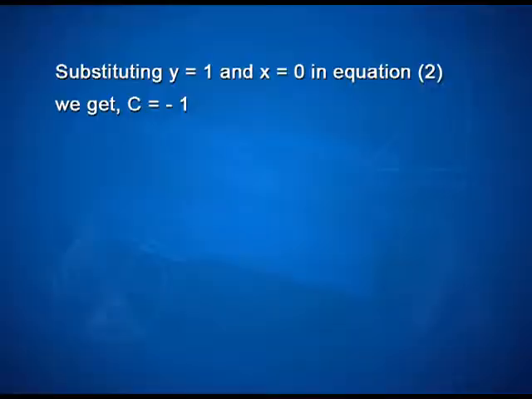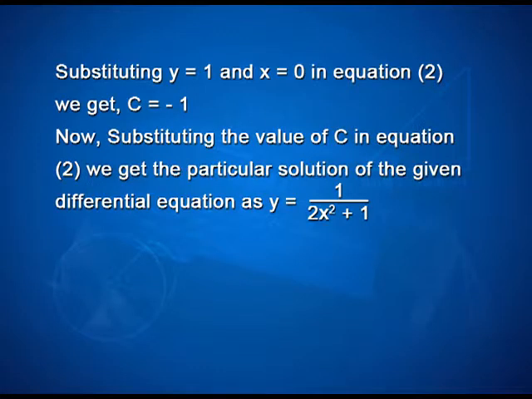On substituting y is equal to 1 and x is equal to 0 in equation 2, we get c is equal to minus 1. Now, substituting the value of c in equation 2, we get the particular solution of the given differential equation as y is equal to 1 upon 2 x square plus 1.